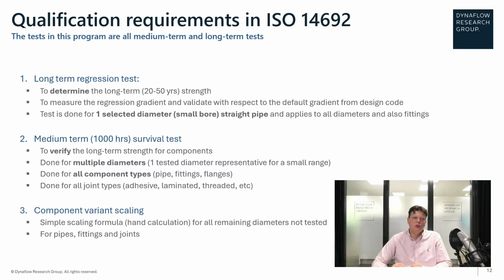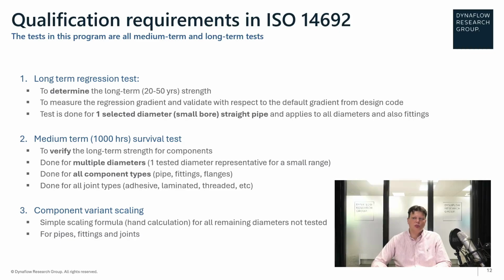Once you have this value, you get the long-term strength, the lower confidence limit, as it's called in the ISO. Then for each project, you perform a 1,000 hour survival test to verify the long-term strength. So in theory, if your production process is very constant and you make pipes and fittings in the same way, you determine the long-term strength of your pipes and fittings, and that applies for the future. Then this strength is verified with a 1,000 hour test.